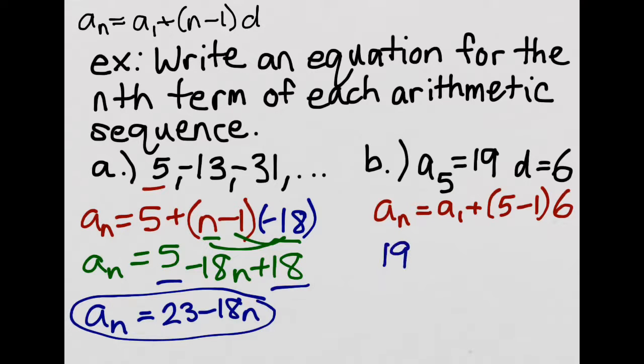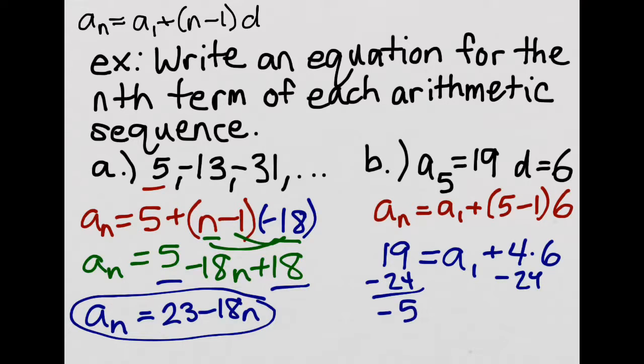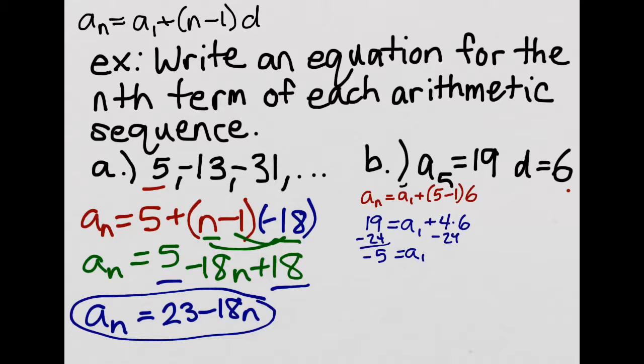So we'll have 19 is equal to a of 1 plus 5 minus 1, which is really 4, times 6, which is 24. If we subtract 24 from either side, we will notice that we get negative 5 is equal to a1. Okay, so that tells us that our first term is going to be negative 5. Let's go ahead and make some more room here, so we can go ahead and write our formula.